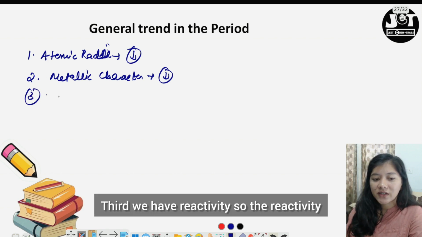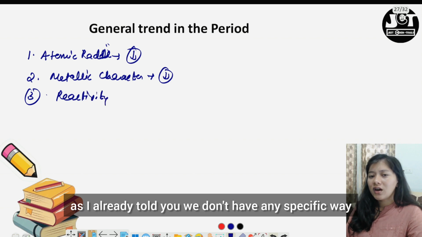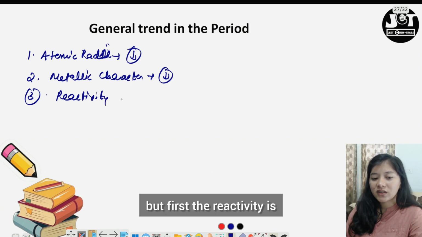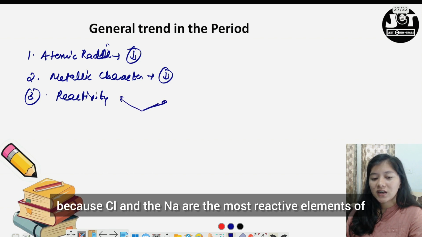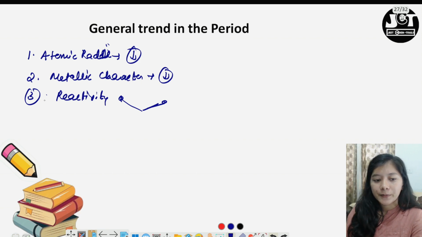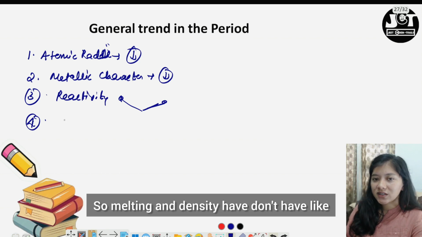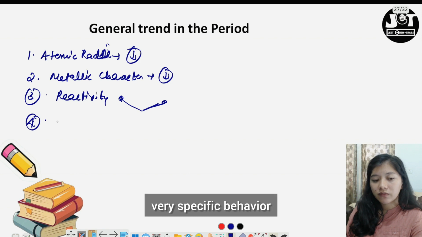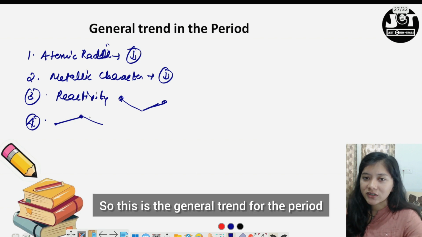Third, we have reactivity. As I already told you, we don't have any specific way, but first the reactivity decreases and then it increases, right? Because Cl and Na are the most reactive elements of period number 3. Fourth, which we need to discuss, is the melting point and the density. They don't have very specific behavior, but just remember it's like a mountain. First it increases and then it decreases. So this is the general trend for the period.